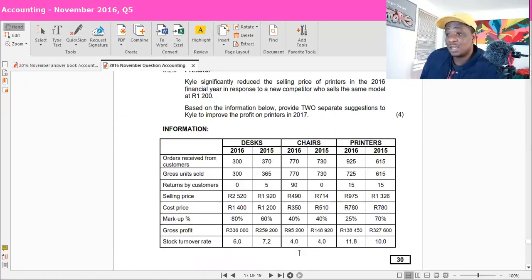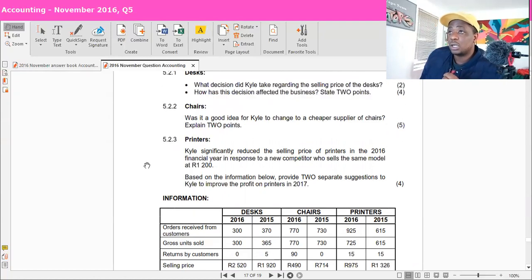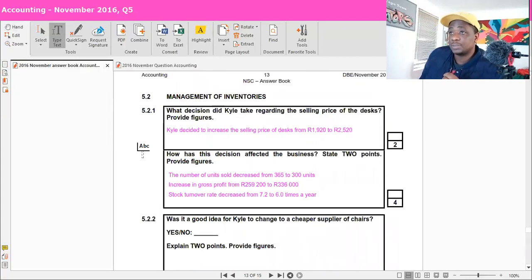And the other thing: if you're decreasing the price, you're expecting that you're going to sell stock a little bit faster than you used to. But in this case, the stock turnover rate has remained the same. So no improvement there. That indicates that you actually made a bad decision. So the first question, was it a good idea? No, it was a bad idea.